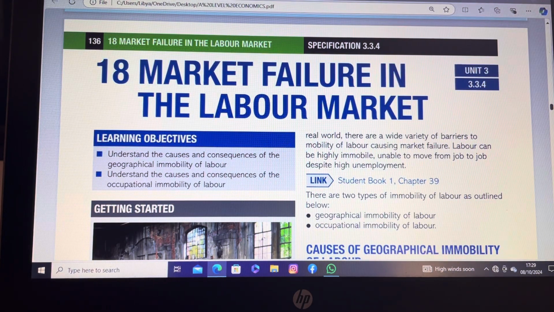So today we are talking about market failure in the labor market. It's advanced level economics. Chapter 18 is talking about market failure in the labor market. Now, first of all, what is labor?